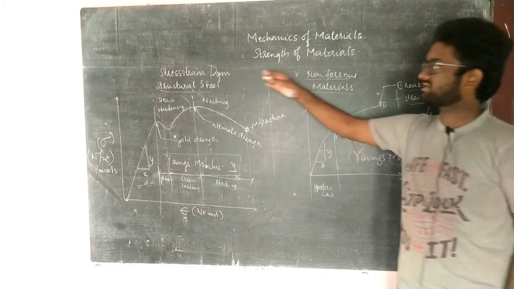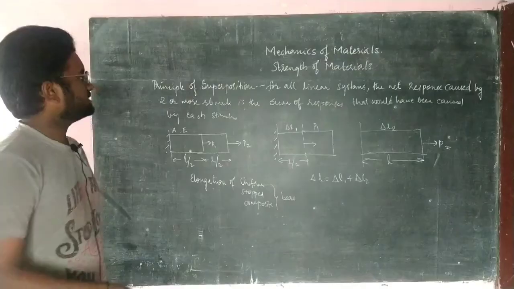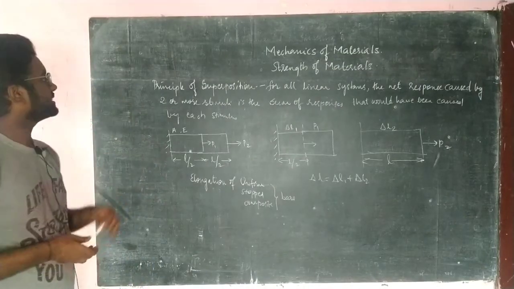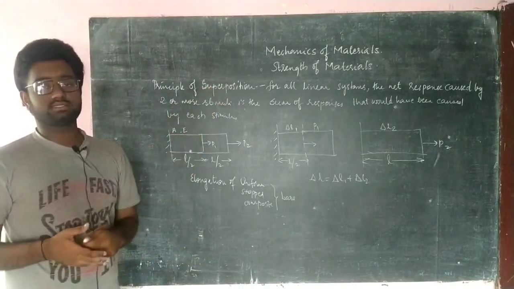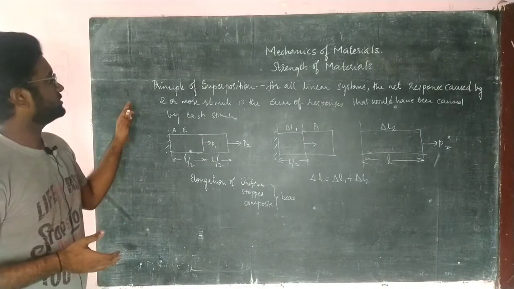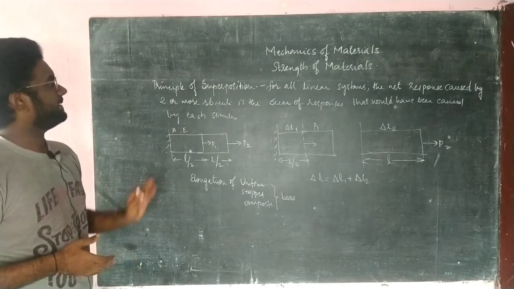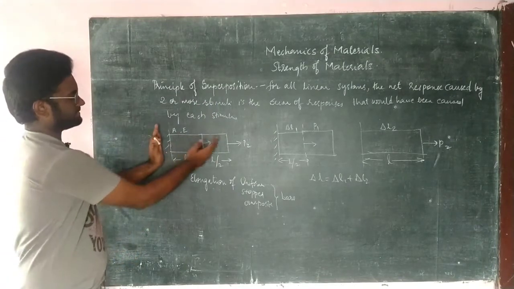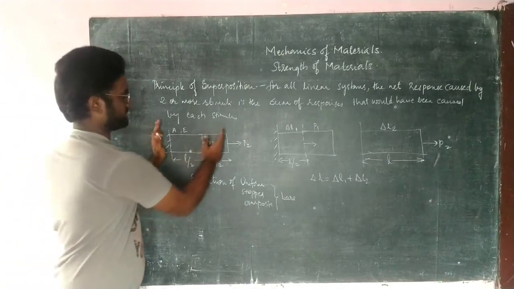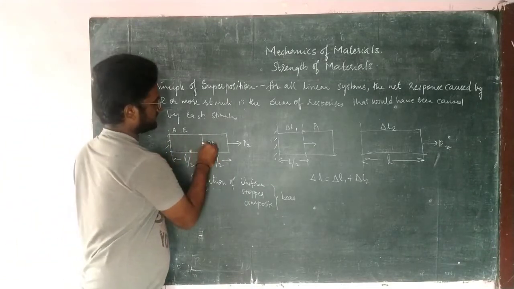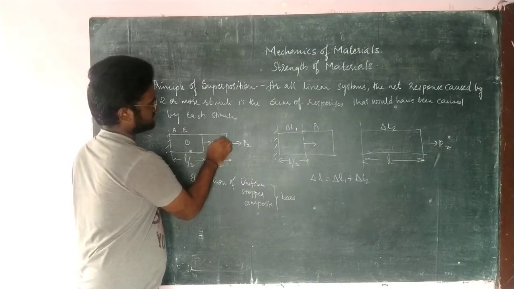So this is what we have discussed about the stress strain diagram for structural steel and for non-ferrous materials. Now discussing the next important thing, that is the principle of superposition. What does it state? For all linear systems, the net response caused by two or more stimuli is the sum of the responses that would have been caused by each stimulus individually. Say for example, this is a composite bar or any kind of bar that is present over here. Initially the force acting on this particular bar is P1 and on this is P2.